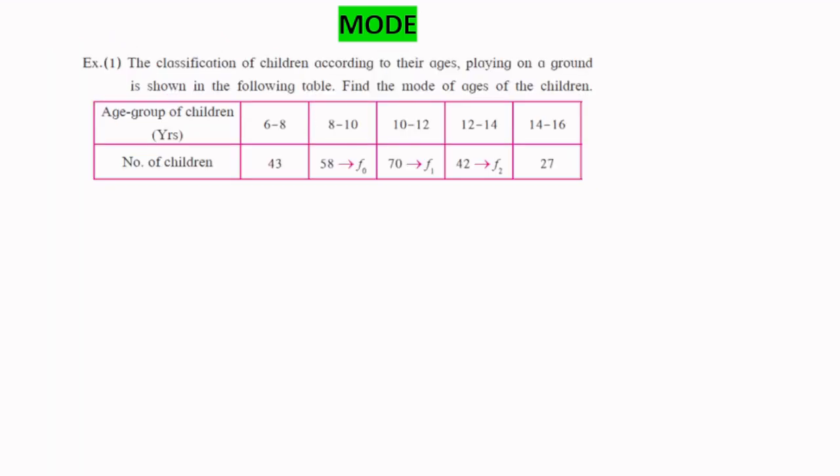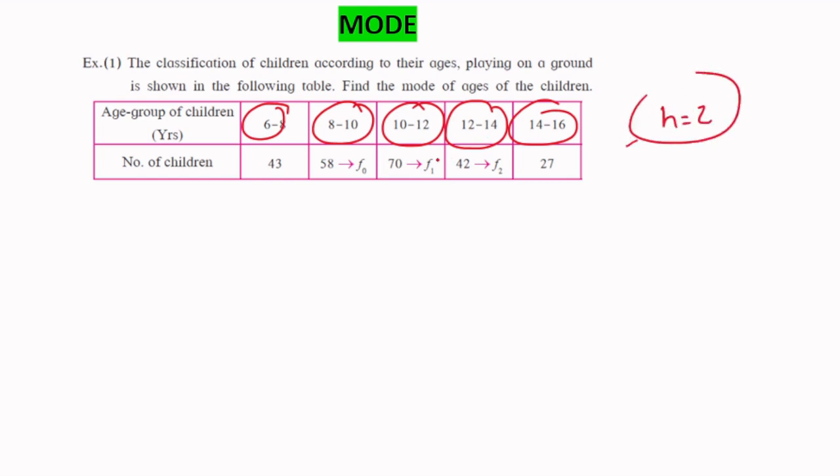Let's see this with the help of an example. We have the classes 6 to 8, 8 to 10, 10 to 12, 12 to 14, 14 to 16. Here the class interval is the upper limit minus the lower limit, so 16 minus 14, or 14 minus 12. It will be 2, so h is 2. Now how do we get f1? Wherever you get the highest frequency. 70 is the highest, that's the reason we took 70 as f1.